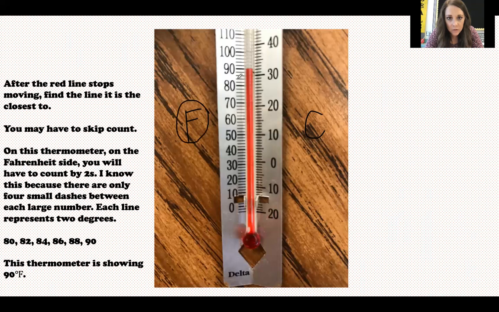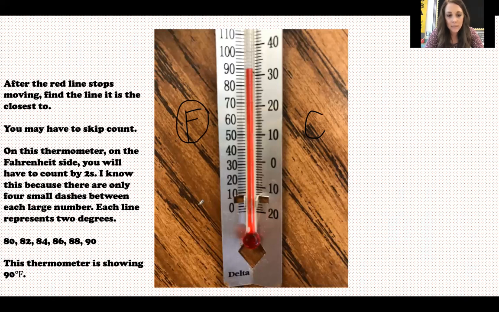So there's only 1, 2, 3, 4 lines in between 80 and 90. Are there more than 4 numbers between 80 and 90? There are. So that tells me right there we're going to have to skip count. So look, if I skip count by twos, I go 80, 82, 84, 86, 88, 90. So this thermometer is showing that it's 90 degrees Fahrenheit. Do you see how the red line is equal with that line that says 90?